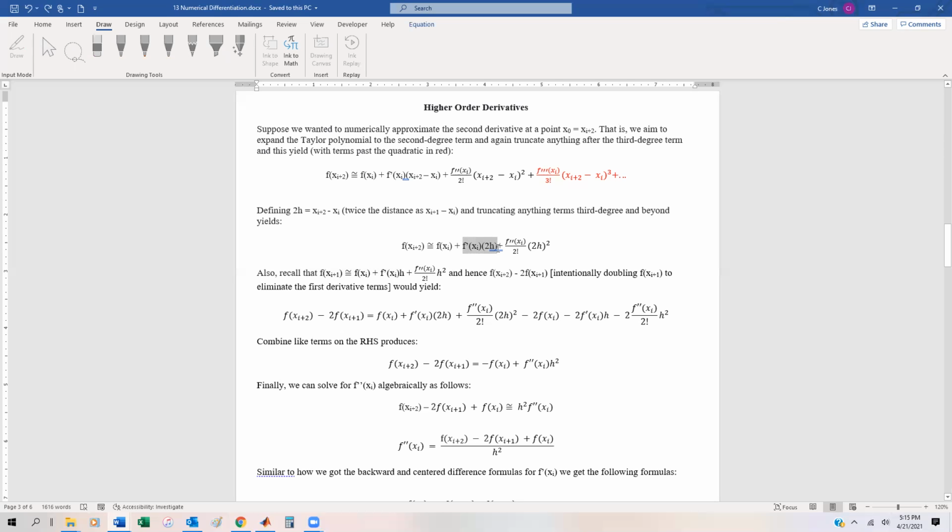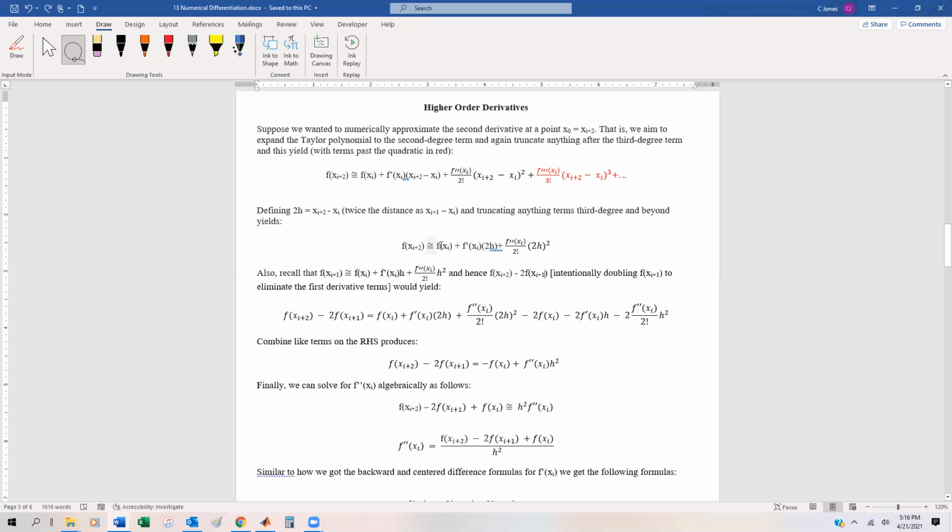So if we can get rid of the first derivative term, we're going to have, this is our x sub i plus 2 and x sub i plus 1. If we double this and then subtract them, that means we would have 2 f prime x sub i h, and right here we have 2 f prime x sub i h, and we could just subtract f x sub i plus 1 and 2 f x sub i plus 2. That's exactly what we're going to do, and then we're going to get this yield.